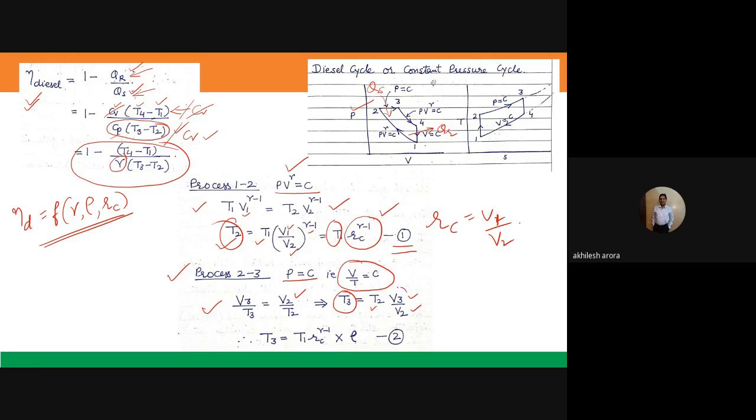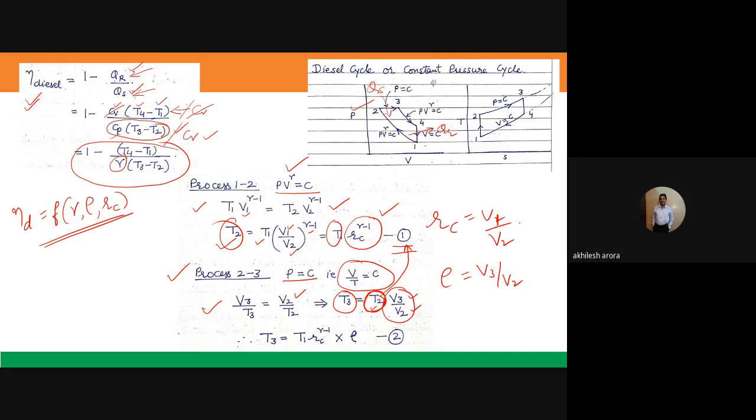So you know we have defined this value V3 by V2 as the cutoff ratio. Rho is given by V3 by V2. Now T3 is equal to T2. What I can do is put the value of T2 from equation number 1, which is given here, and then find the value of T3 in terms of T1.